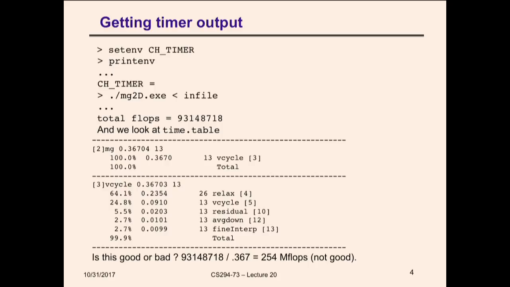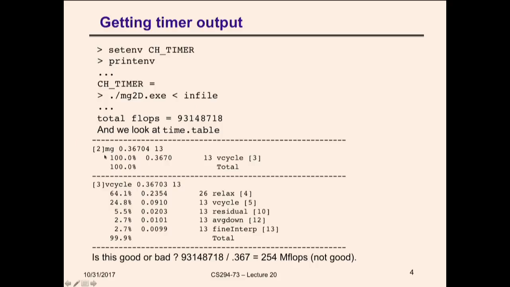Now we have the environment variable set. Now we run the code. And just to make things simple, I put the 3 lines of input into a little file so I can just redirect that into the input here. So mg2d.exe, that's what's generated by building multigrid. One of the things you will get out, in the last line of the output to terminal, is the total number of flops. I'll show you what that looks like in a minute, because you may want to use more information than what I'm giving you from this. And then we look at the file time.table.